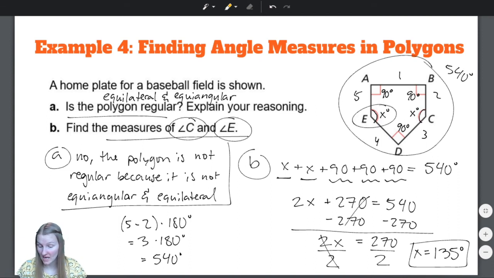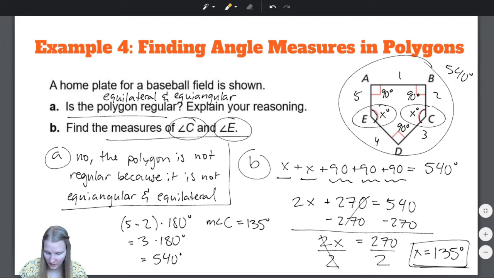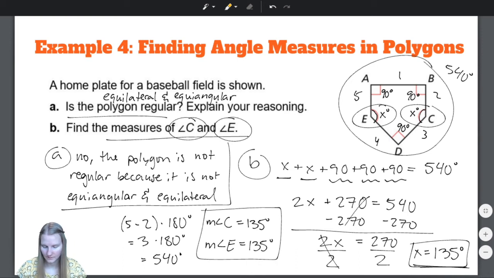Now, angle C and angle E are x number of degrees. We made them x degrees, and we found that x is 135 degrees. So, the measure of angle C is 135 degrees, and the measure of angle E is 135 degrees.